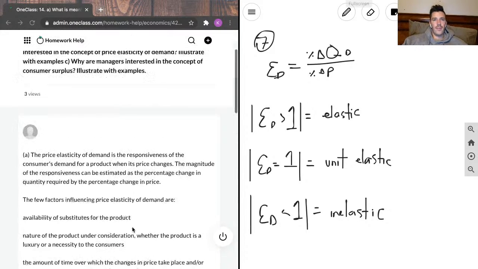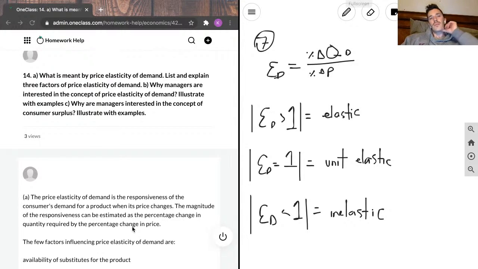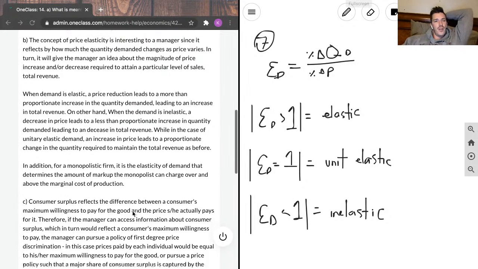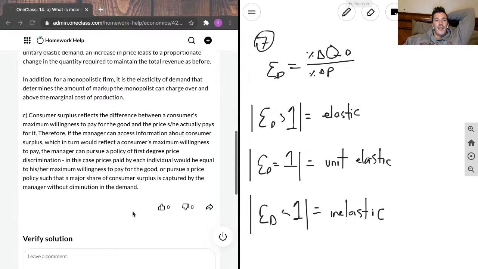We can carry on. C. Why are managers interested in the concept of consumer surplus? Junior tutor has written that consumer surplus reflects the difference between a consumer's maximum willingness to pay for the good and the price she or he actually pays for it. Therefore, if the manager can access information about consumer surplus, which in turn would reflect a consumer's maximum willingness to pay, the manager can pursue a policy of first-degree price discrimination.